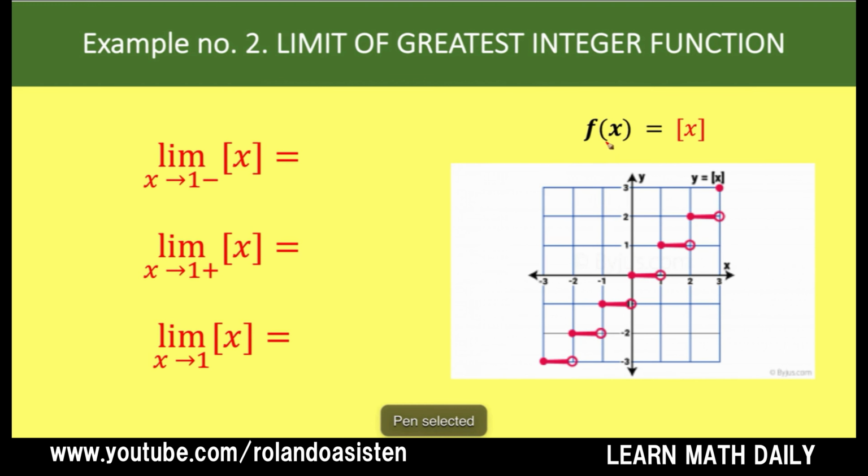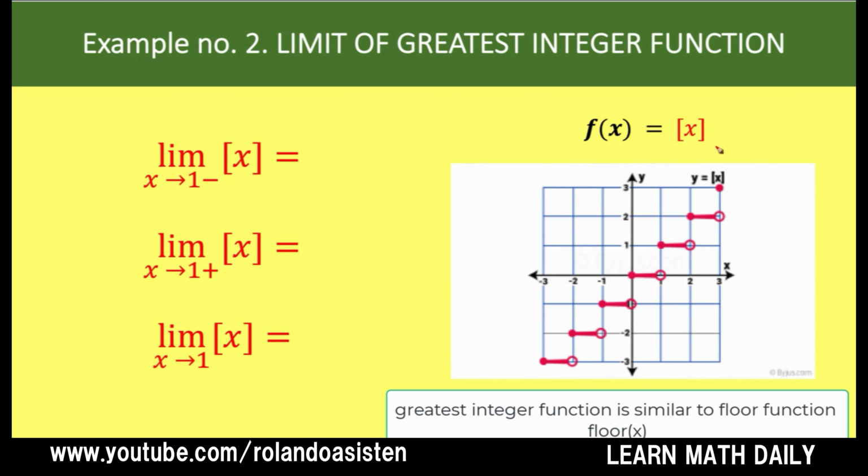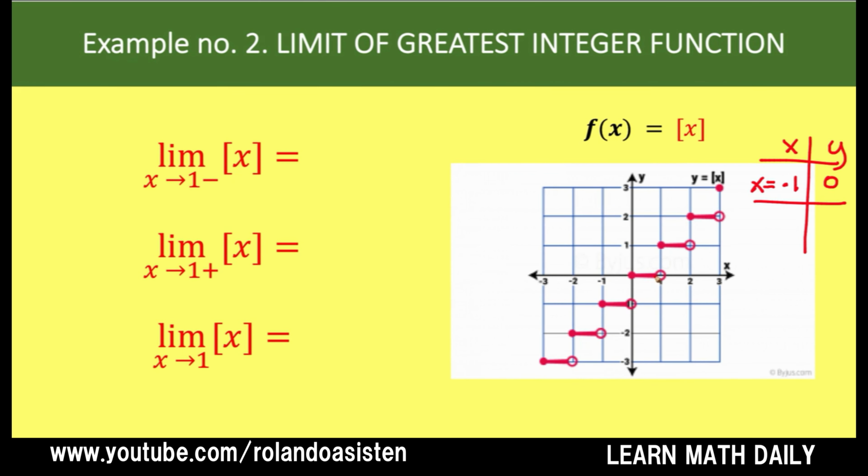Now let's consider this greatest integer function. Consider this function f of x is equal to the greatest integer function of x. Let's take any x value, let's say x equals 0.1. What is the greatest integer before 0.1? And the answer is 0. So therefore, at x equals 0.1, y is 0. Take any value, let's say 0.5. What is the greatest integer before 0.5? And that is 0 again.